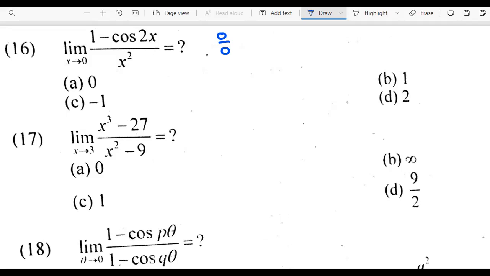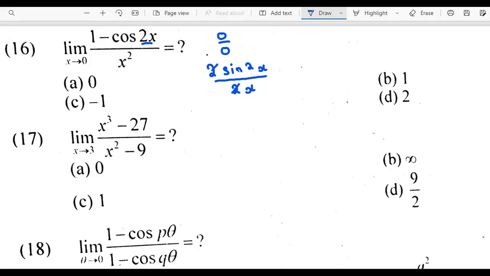Let's differentiate the numerator. So we will have minus cos 2x become positive 2 sine 2x. Why is it like this? It is like this because we had a minus sign here. Derivative of cos is minus sine, so minus minus would be plus. And the derivative of 2x is 2, divided by 2x. This 2 and 2 would be cancelled.